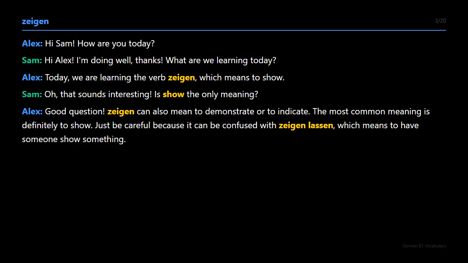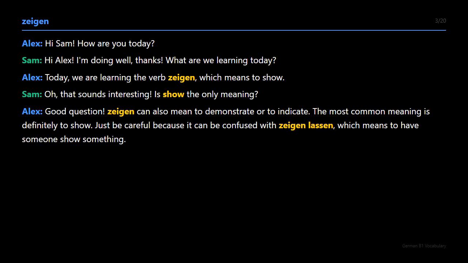Today, we are learning the verb, zeigen, which means to show. Oh, that sounds interesting. Is show the only meaning? Good question. Zeigen can also mean to demonstrate or to indicate. The most common meaning is definitely to show.